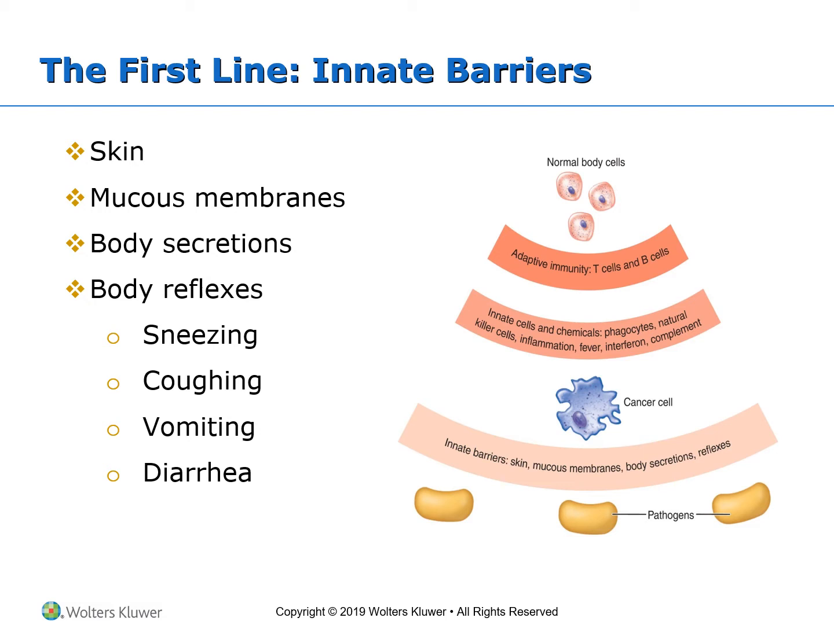Look at the base of this image on the right side of your screen, and you see the pathogen. The first line will obviously be a physical one, and that's the skin, the mucous membranes, and in association with that, you'll see body secretions and reflexes. So the skin is the mechanical barrier as long as it stays intact and is not injured. Any type of serious injury to the skin, such as a burn or a laceration that is big enough, may result in skin destruction and in inability of this barrier to perform.